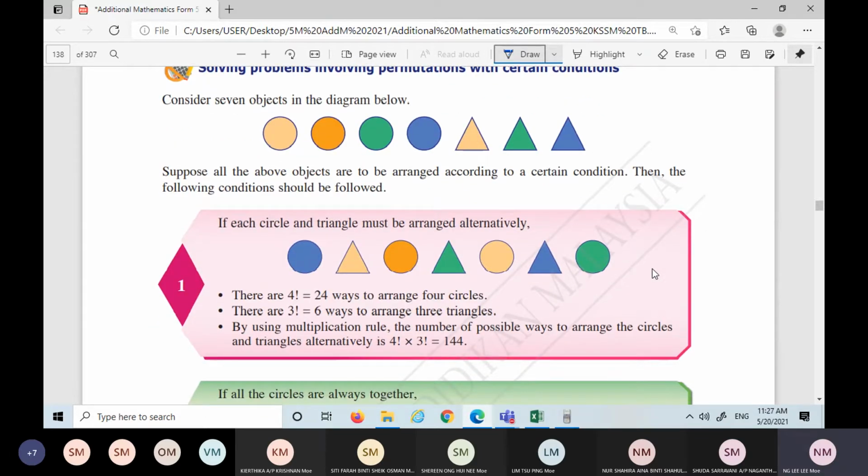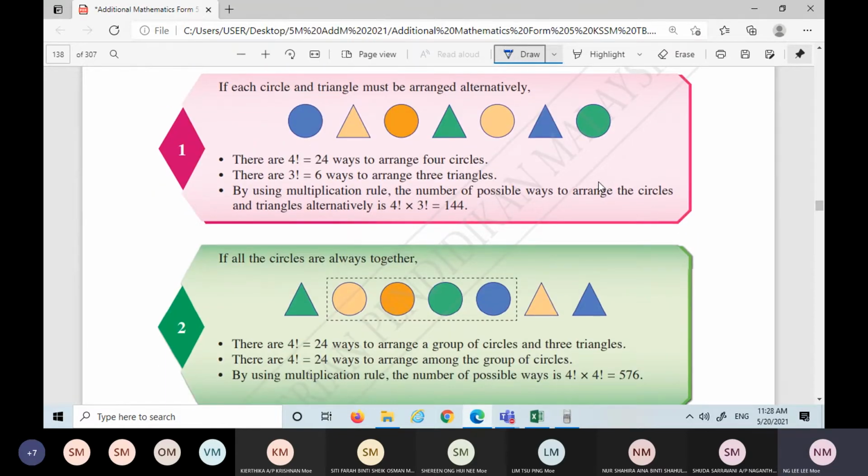Okay, 7 objects in the diagram. You have 4 circles and 3 triangles. All are different colors, so here there are no identical ones. Suppose all the objects above are to be arranged according to a certain condition. This is the certain condition that you have to follow. The following conditions should be followed.